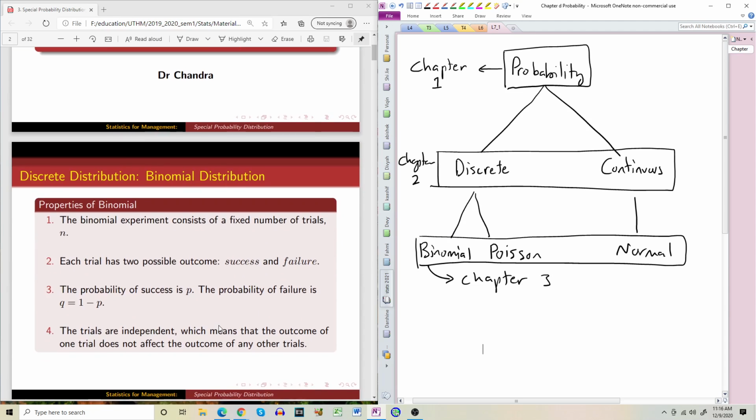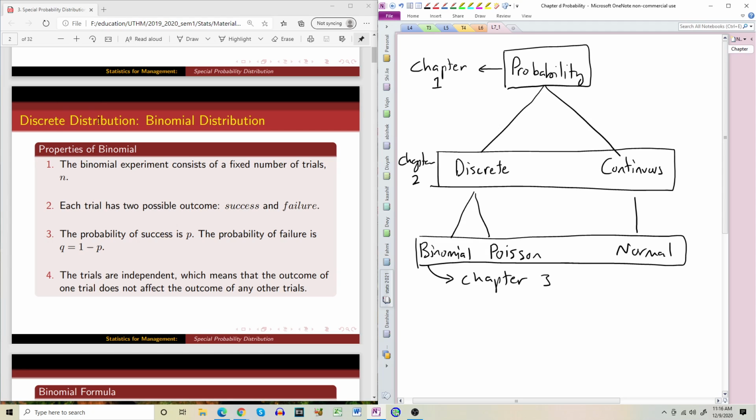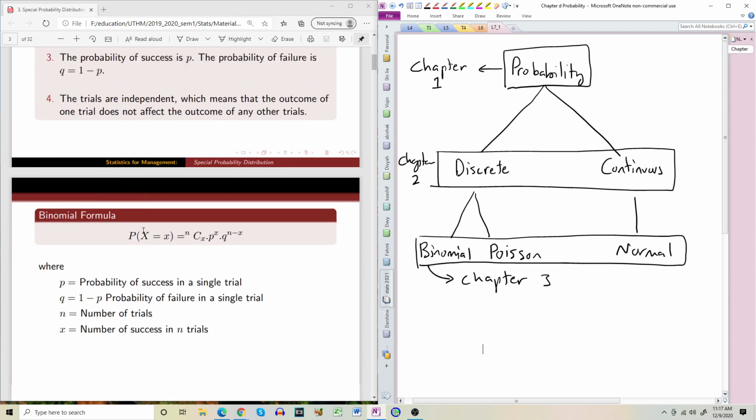It is known as binomial, you can see here. One of the special discrete distributions is the binomial distribution. A binomial experiment consists of a fixed number of trials. Each trial has two possible outcomes, success and failure. We will go through this by one example. The probability of success is P, the probability of failure is Q. Q is 1 minus P, and the trials are independent, which means that the outcome of one trial does not affect the other one.